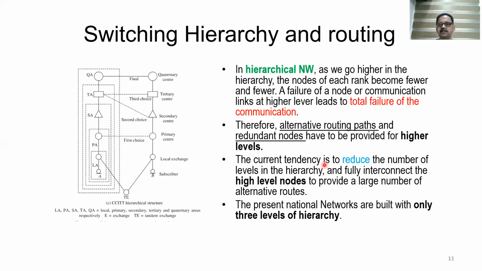The current tendency is to reduce the number of levels in the hierarchy and fully interconnect the higher level nodes to provide a large number of alternates. Though the CCITT or the ITU has recommended 5 levels of hierarchy, 1, 2, 3, 4, 5, what we have seen here, the present trend is to reduce the number of levels even for international calls. And for higher level exchanges, you have to provide more alternate paths.